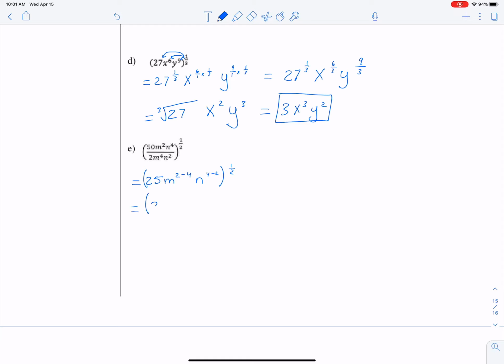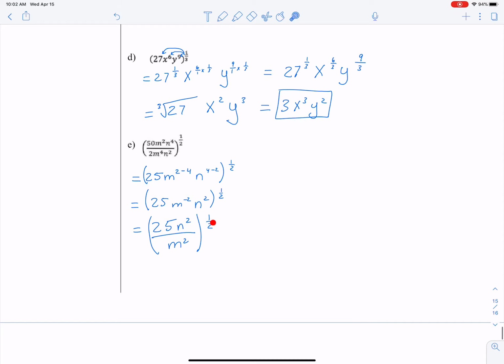So now we have 25 m to the minus 2 n to the 2, all to the 1/2. I'm going to move this to go on the bottom so I can get rid of the negative. So 25 n squared over m squared, to the 1/2. So I've simplified as much as I can inside the brackets now.